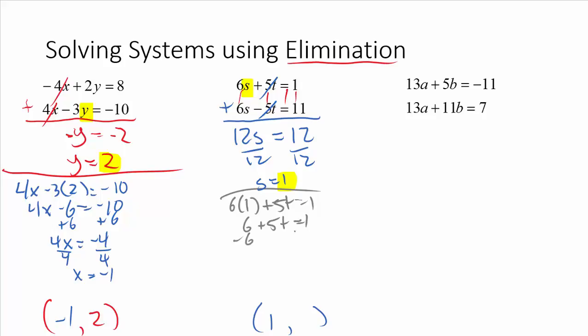And then if I subtract this 6 over to the other side, I'm going to get 5t equals negative 5. And dividing by 5 on both sides should get me that t is negative 1. So the ordered pair that these two lines meet at is the ordered pair 1, negative 1.